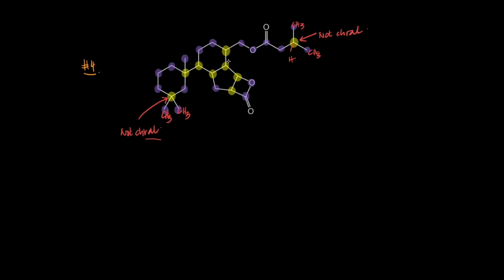Now everything else seems to be like the one I'm pointing to right here. This one is a node that has 3 bonds shown.